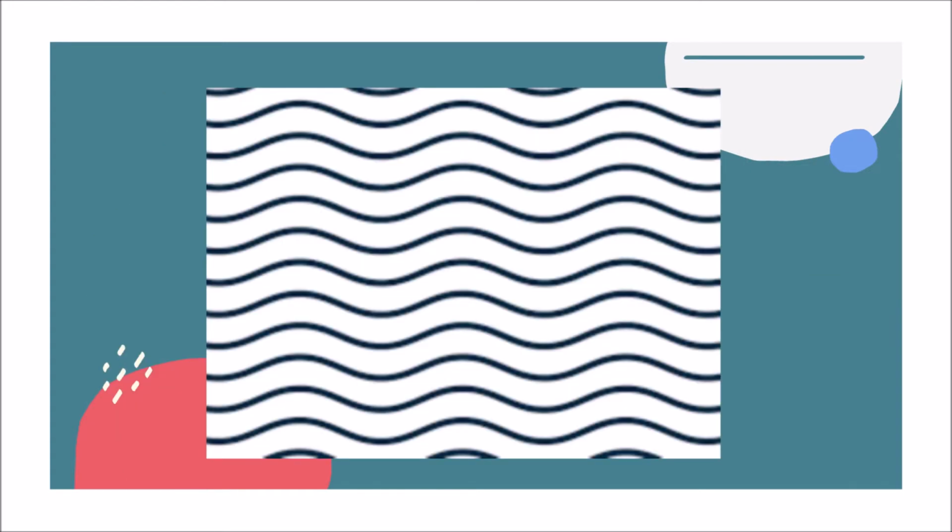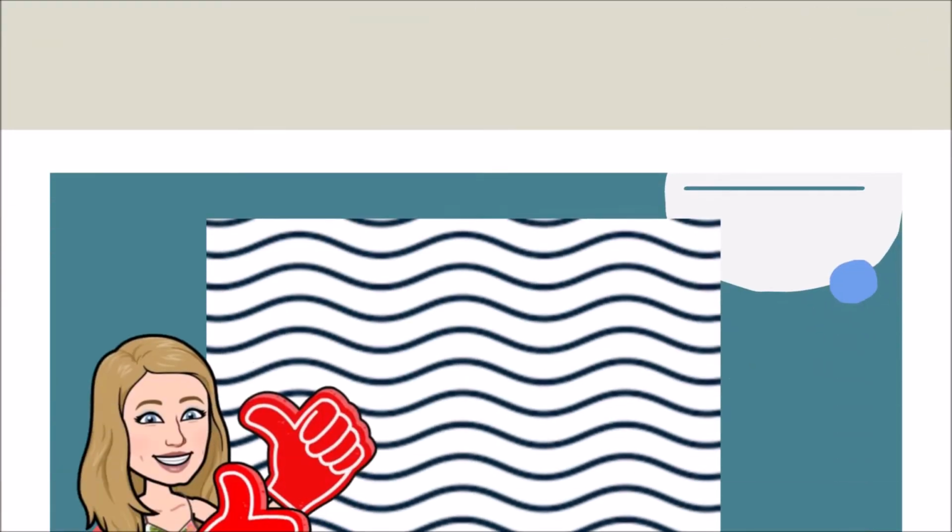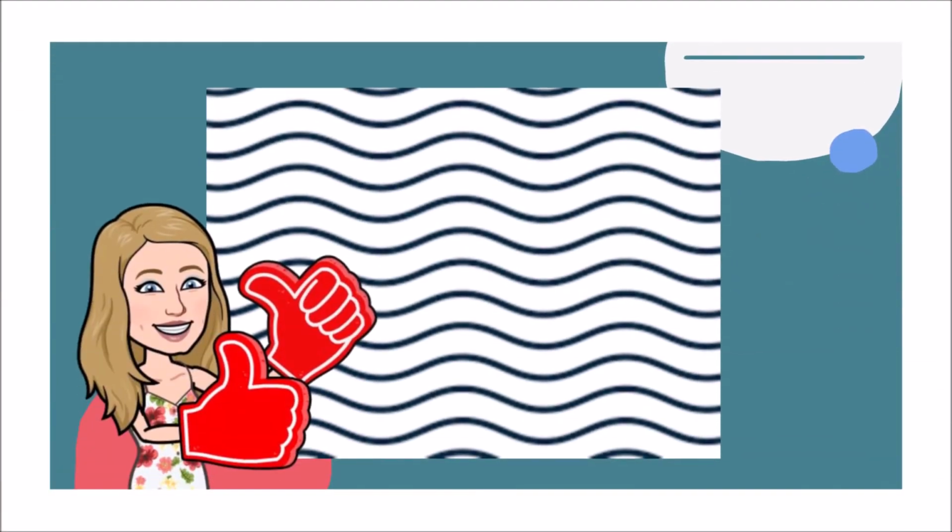Here is this one. Give me a thumbs up if you think it is a pattern, or a thumbs down if you think it is not a pattern. That's right, it is a pattern. Class, what is being repeated in this pattern? That's right, wavy lines are being repeated in this pattern.